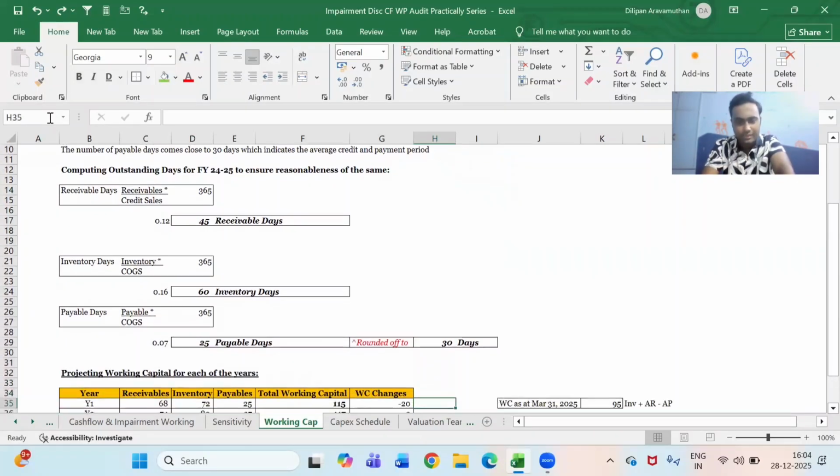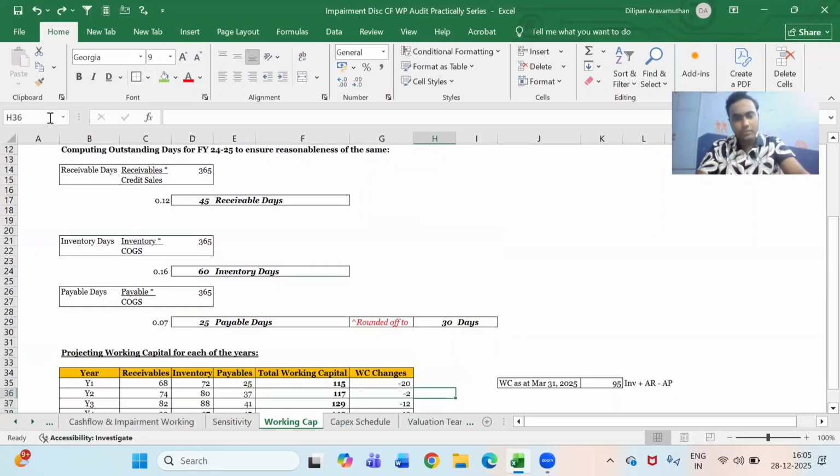It's not a big deviation, so we won't bother too much about that. So we've taken payable days of 30, we have taken inventory days of 60, we have taken receivable days of 45. So guys, where does this come into play?